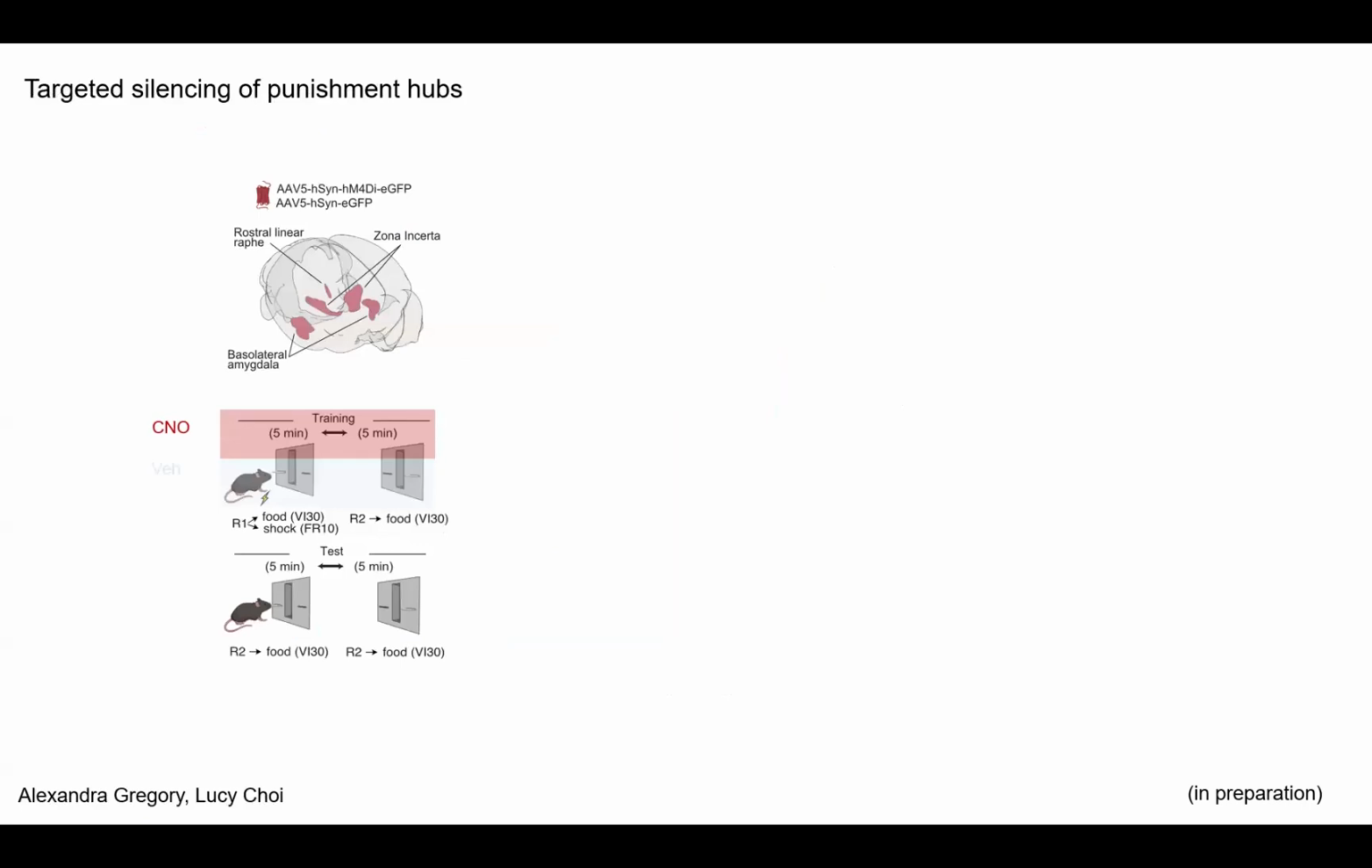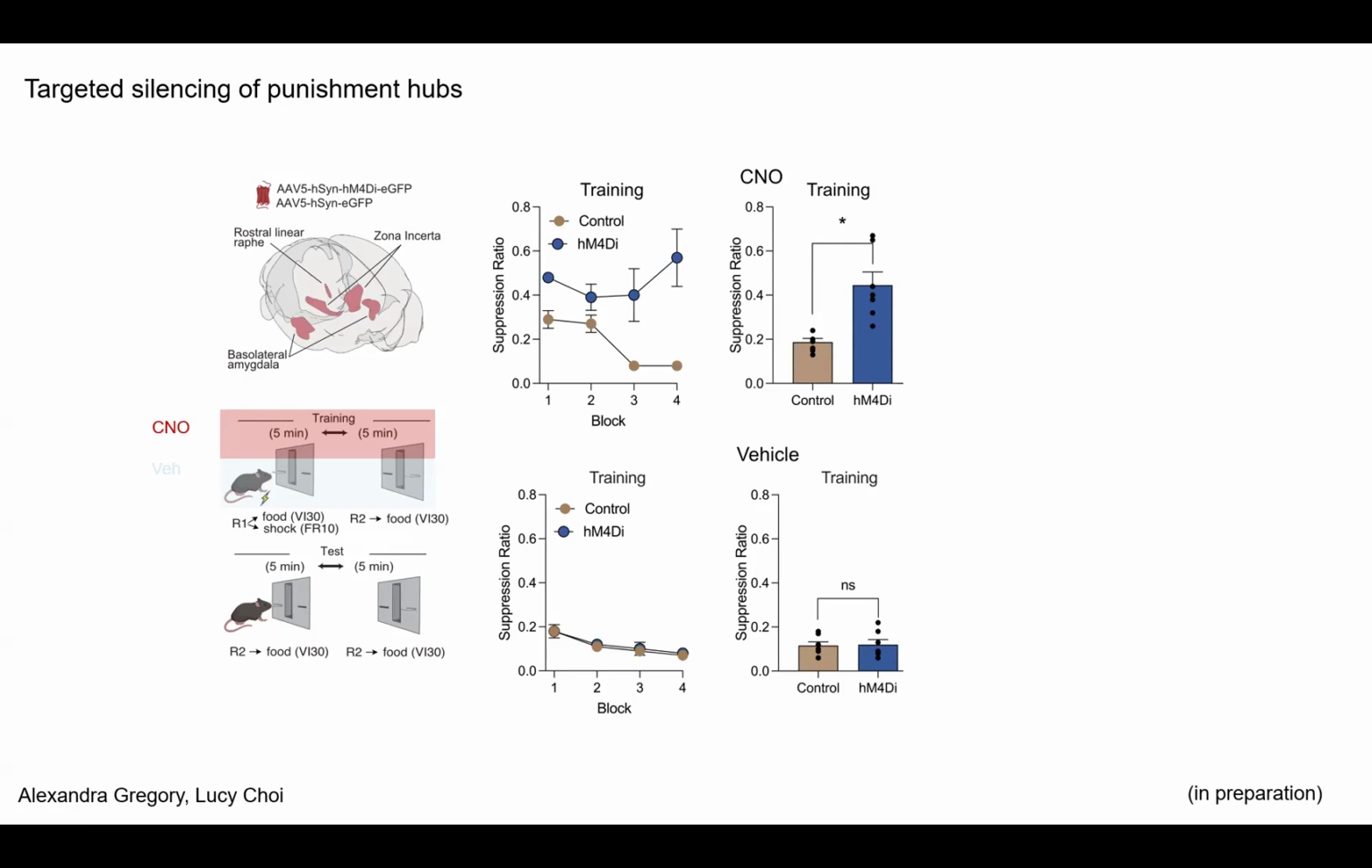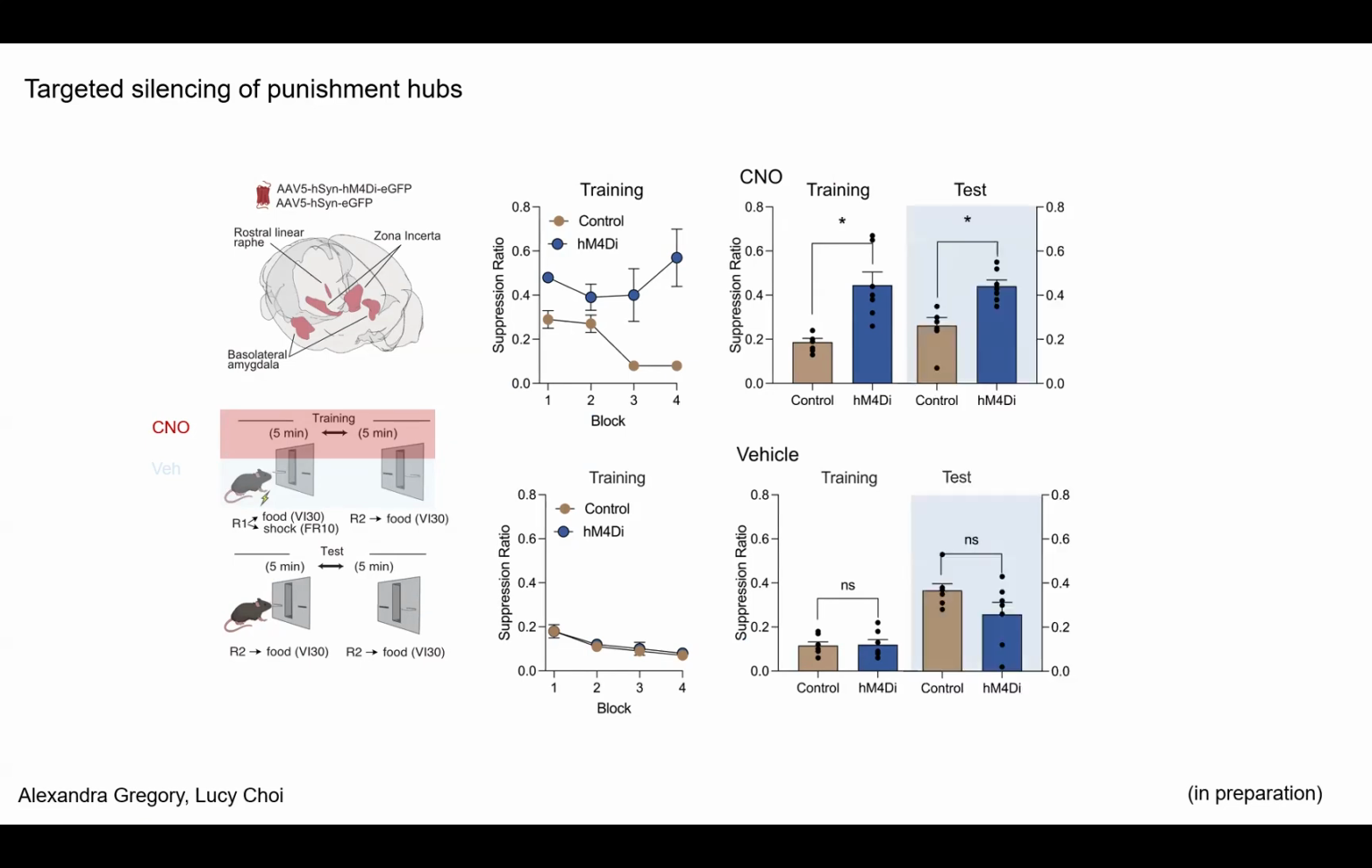The ligand that we use to silence those cells is a metabolite of clozapine N-oxide. So we did that. We silenced those regions prior to a punishment learning session. And what we found was that the silencing of those regions greatly impaired punishment learning during the punishment session, relative to controls. That was selective to injection of our ligand, because if you inject a vehicle, you don't impair punishment learning. And that impairment in punishment learning carried over the next day when the animals were tested drug-free, CNO-free.